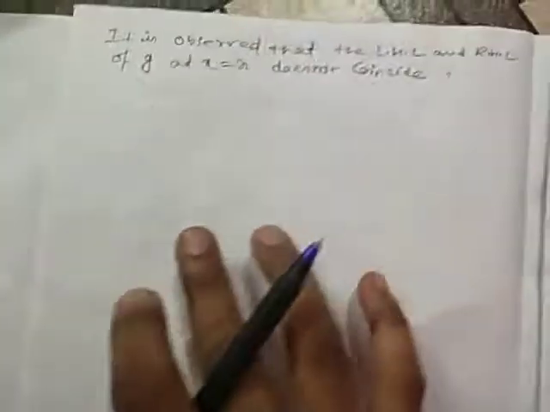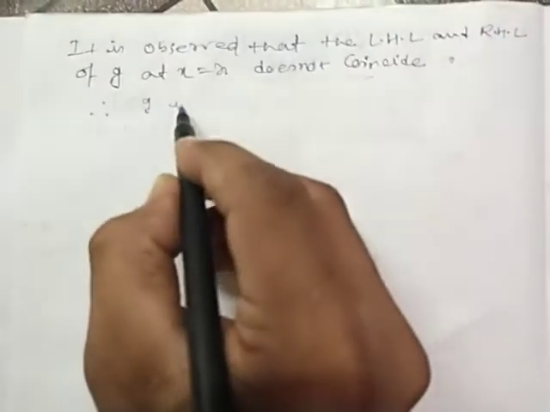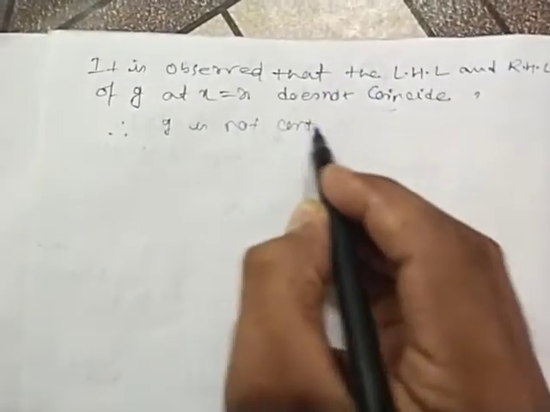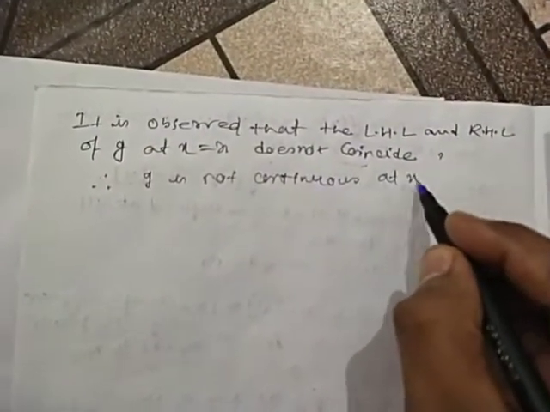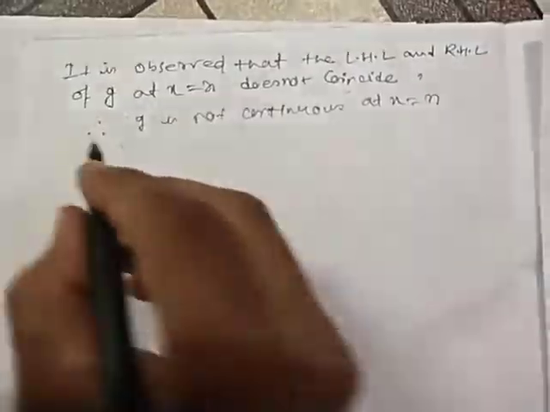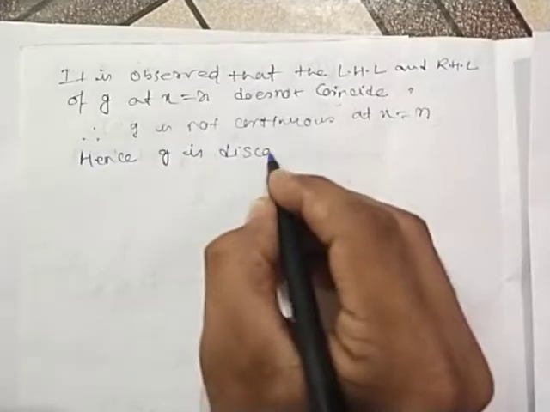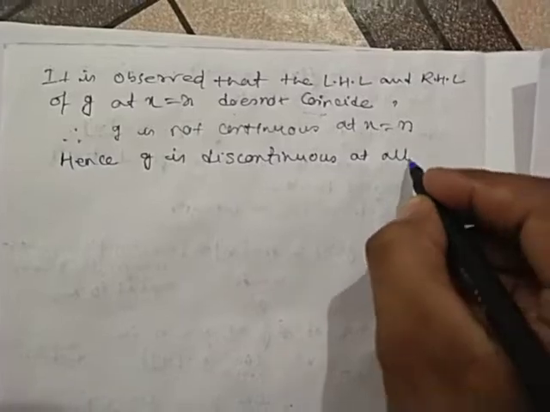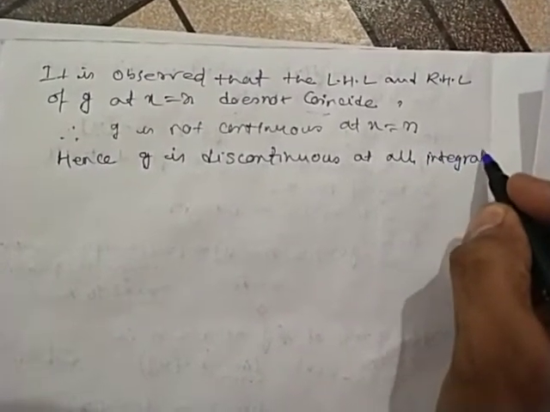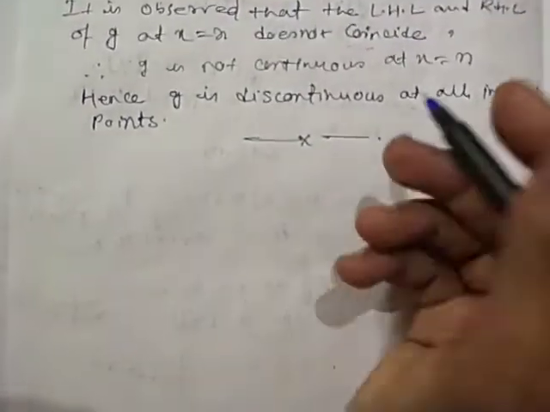So it is observed that the left hand limit and right hand limit of g at x equal to n do not coincide. Therefore, g is not continuous. g is not continuous at x equal n. Hence, g is discontinuous at all integral points. So this is finished.